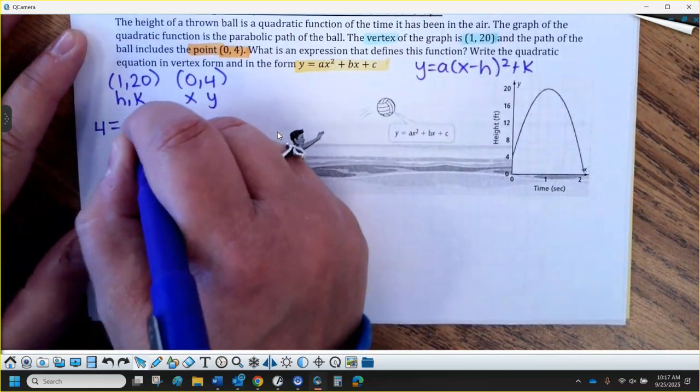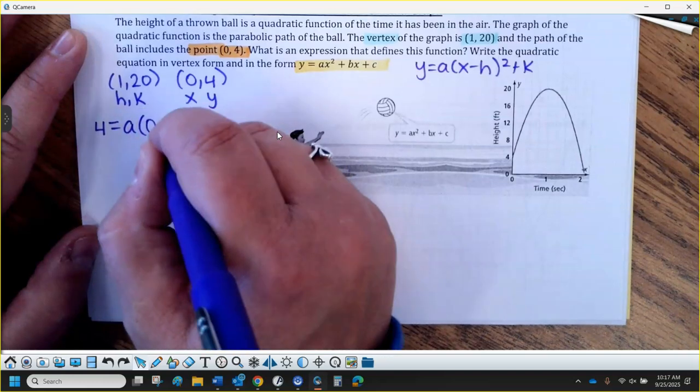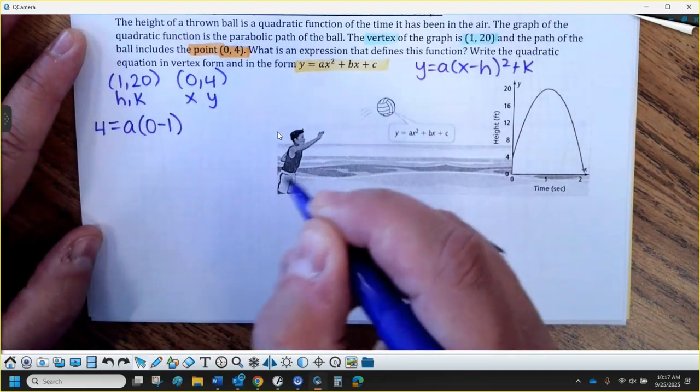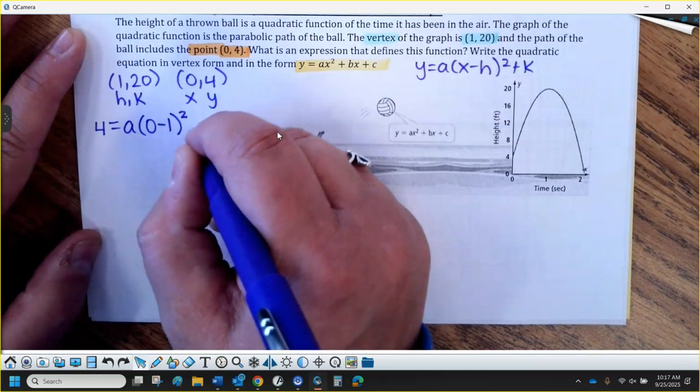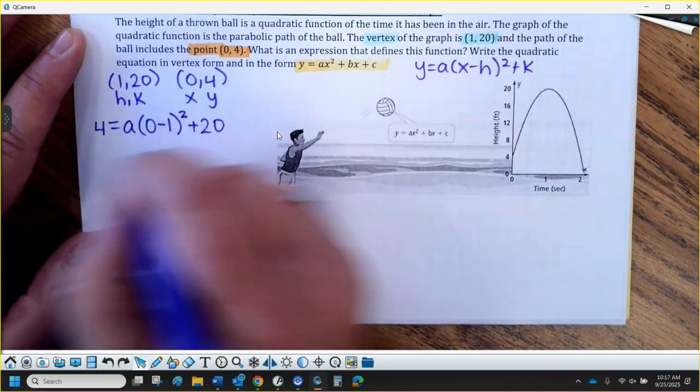Okay, I don't know the a value. X coordinate of the point is 0 minus the x coordinate of the vertex, which is h. So that would be 1. That's all squared. And then plus k, which is 20.